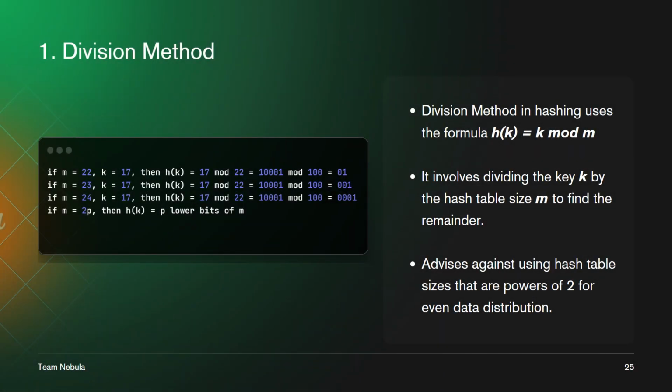In cases where m is 2 to the power of p, like 2, 4, 8, and so on, the formula simply takes the lower p bits of k as the hash value. It's like picking out only a specific part of your phone number. So, the division method gives us a quick way to find a parking spot in our data in the hash table based on the remainder of the division. Just remember, for this method, avoid using hash table sizes that are powers of 2 to ensure a more even distribution of data.